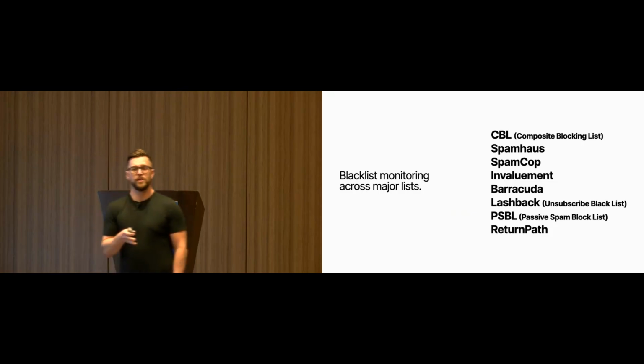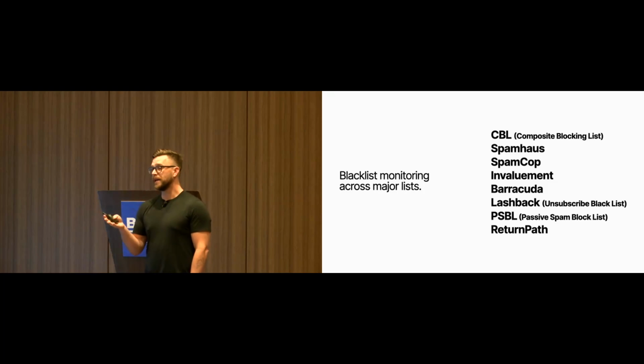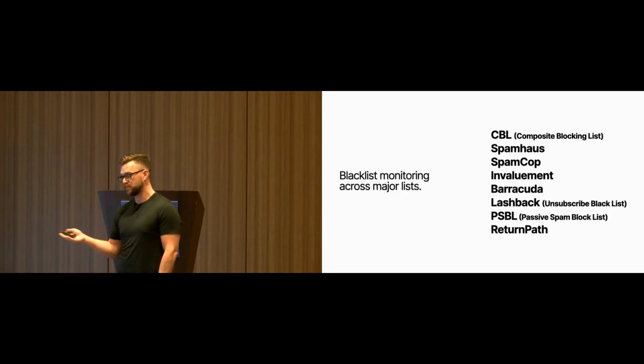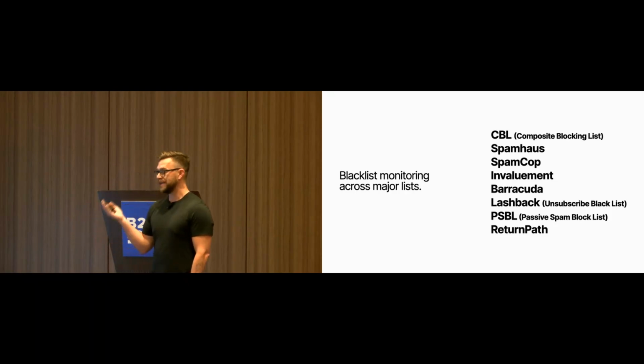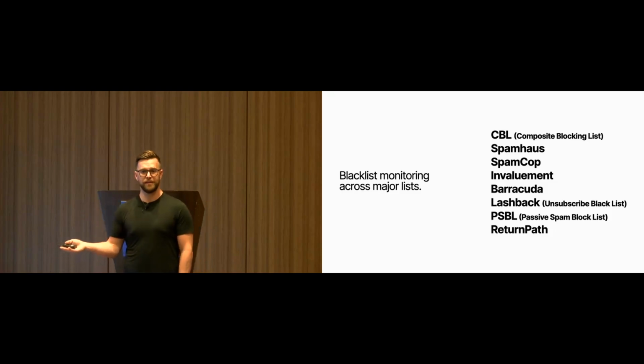Right after those authentication protocols, where you can be monitoring to ensure that you're getting into the inbox is these top 8 blacklists or block lists. You'll see the list here, but CBL, the composite block list, SpamHaus, SpamCop, Invaluement, Barracuda, Lashback, PSBL, or the passive spam block list, and Return Path, which is also known as Validity at this point. All of these are the major block and blacklists that are out there. If your domain or the IP address that you're sending from exists on one of these top 8, you are not getting into the inbox. The chances are very, very slim. So be mindful of tracking these, and I'm going to show you some platforms that can help you track this in just a second.